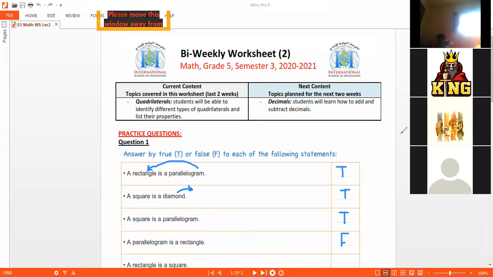Yalla, Hani. A rectangle is a square. What do you think? No, a square is a rectangle, but the rectangle is not a square. Bravo, Hani. A square is a rectangle. Very good, but the rectangle is not a square. Excellent. Great job. Yalla, let us continue.